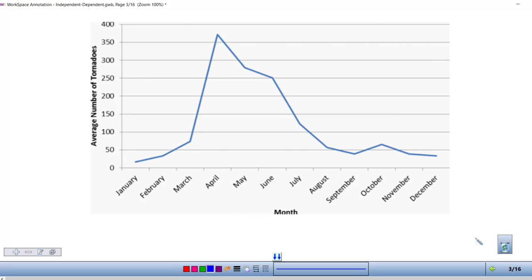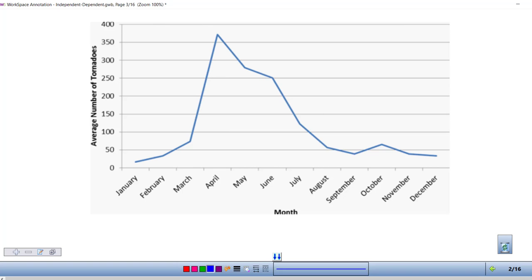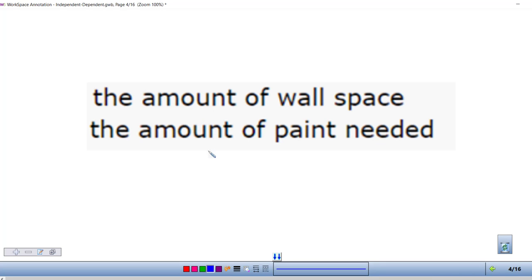Here we have that first quadrant we talked about. Whatever is on the x-axis, month, is our independent variable. And whatever's on the y-axis, average number of tornadoes, that is our dependent variable. The tornadoes depend on the month. The amount of wall space and the amount of paint needed. Well, the paint depends on the wall. We have the wall first, and then we need the paint. So the wall is independent and the paint is dependent.